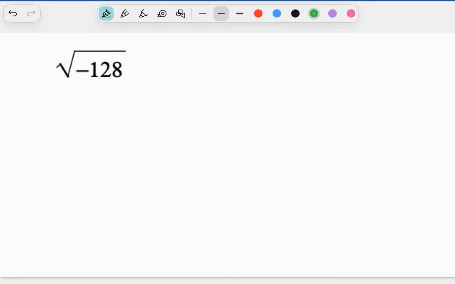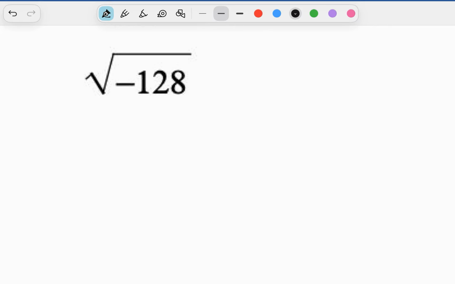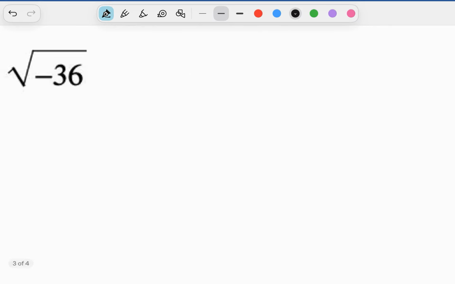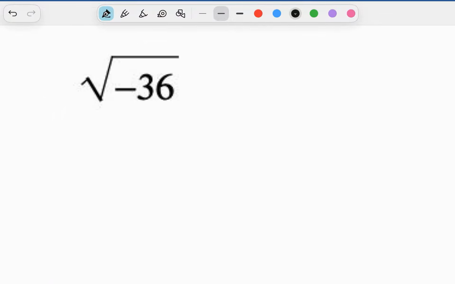Okay, so you've probably needed to solve a question like this, where you are asked to simplify the square root of negative 128. Before we do this, let's do one a little simpler, and then we'll come back to this. So let's start nice and easy. We all know the square root of positive 36 is 6, right? So the square root of negative 36 is just negative 6, right? Well, let's think about that.